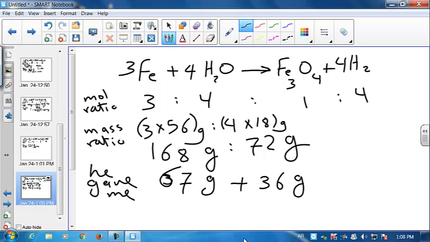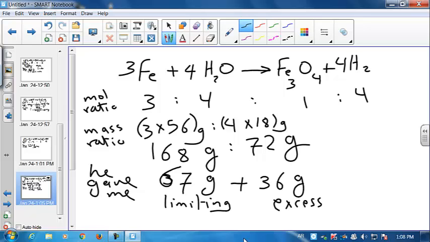If I have 36 grams of water, and you have this quantity, it means I need half this quantity, right? Half of 168 is 84, right? Yes, it is 84. Okay, so here I have 36 of water, but I have only 67. See? So the 36 does not have enough iron. So this iron will be the limiting reactant, and this will be the excess.